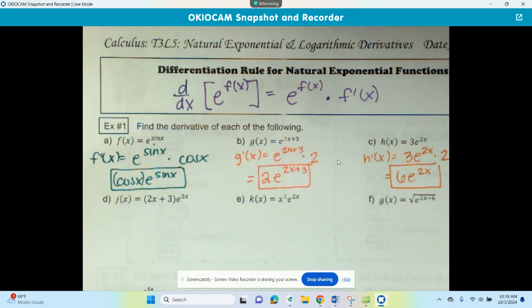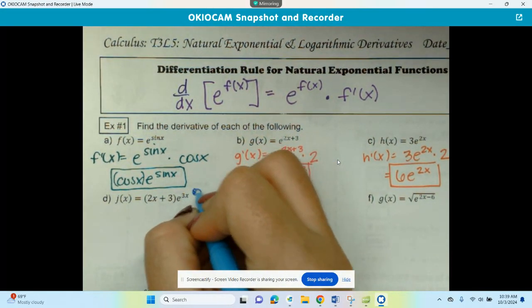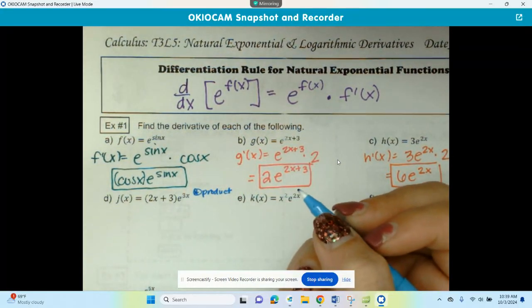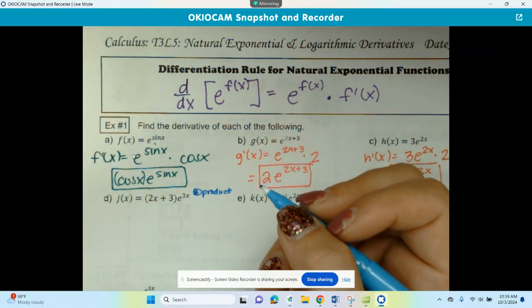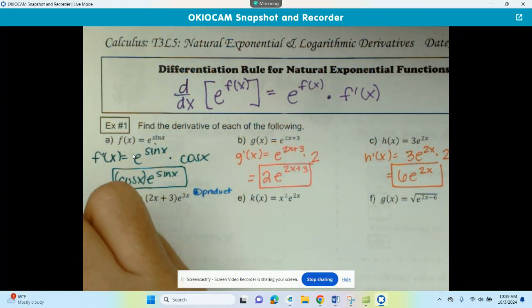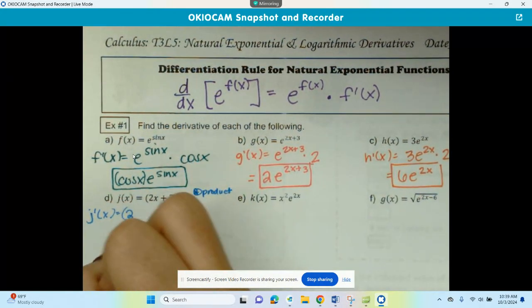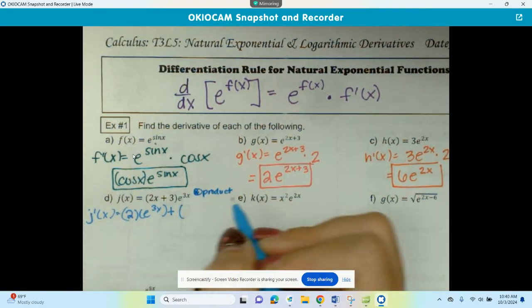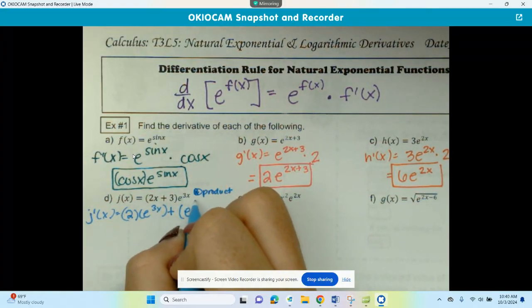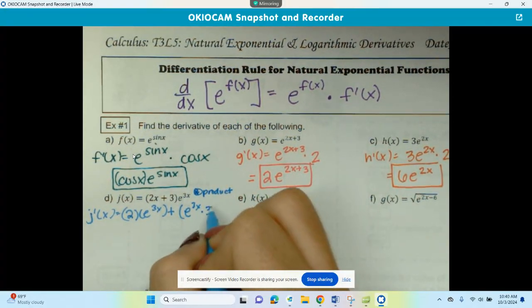All right, ABC. Easy as 1, 2, 3, right? Letter D. All right, j of x is 2x plus 3 times e to the 3x. Here we do have to do the product rule. So we're going to start with the derivative of the first times the second, plus the derivative of the second, which would be what? 3 times the first.